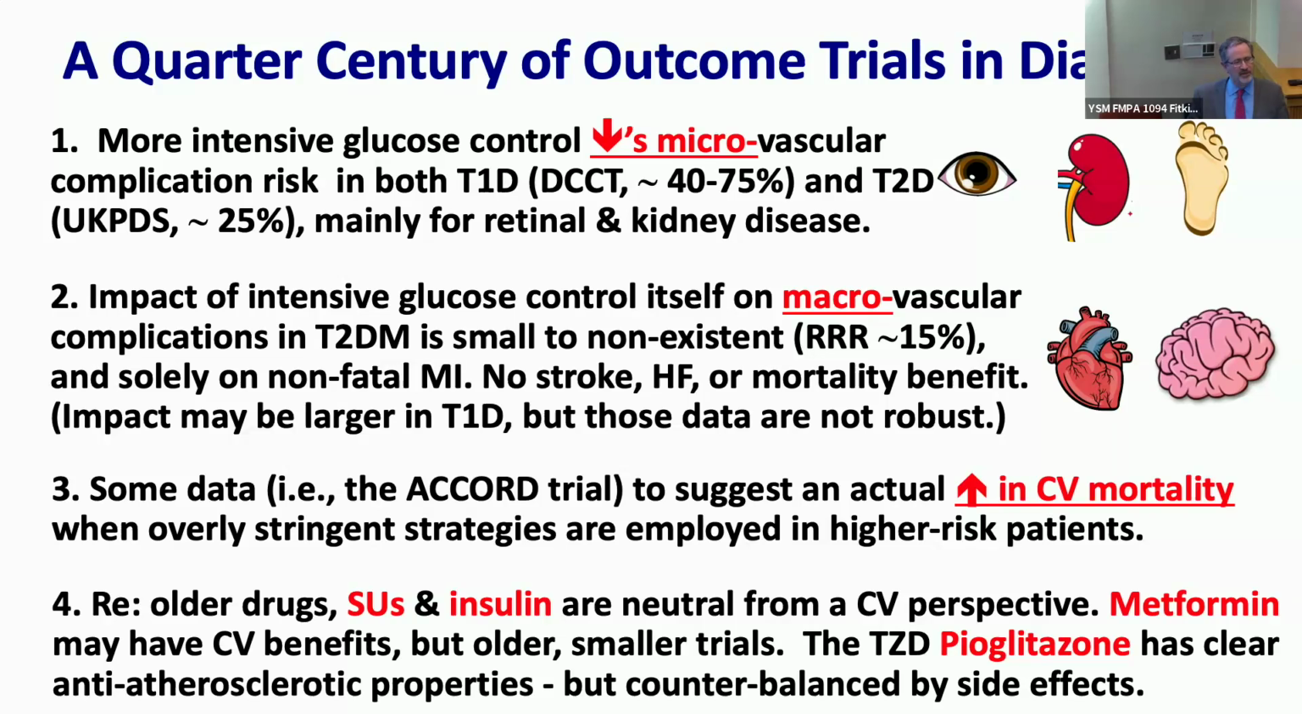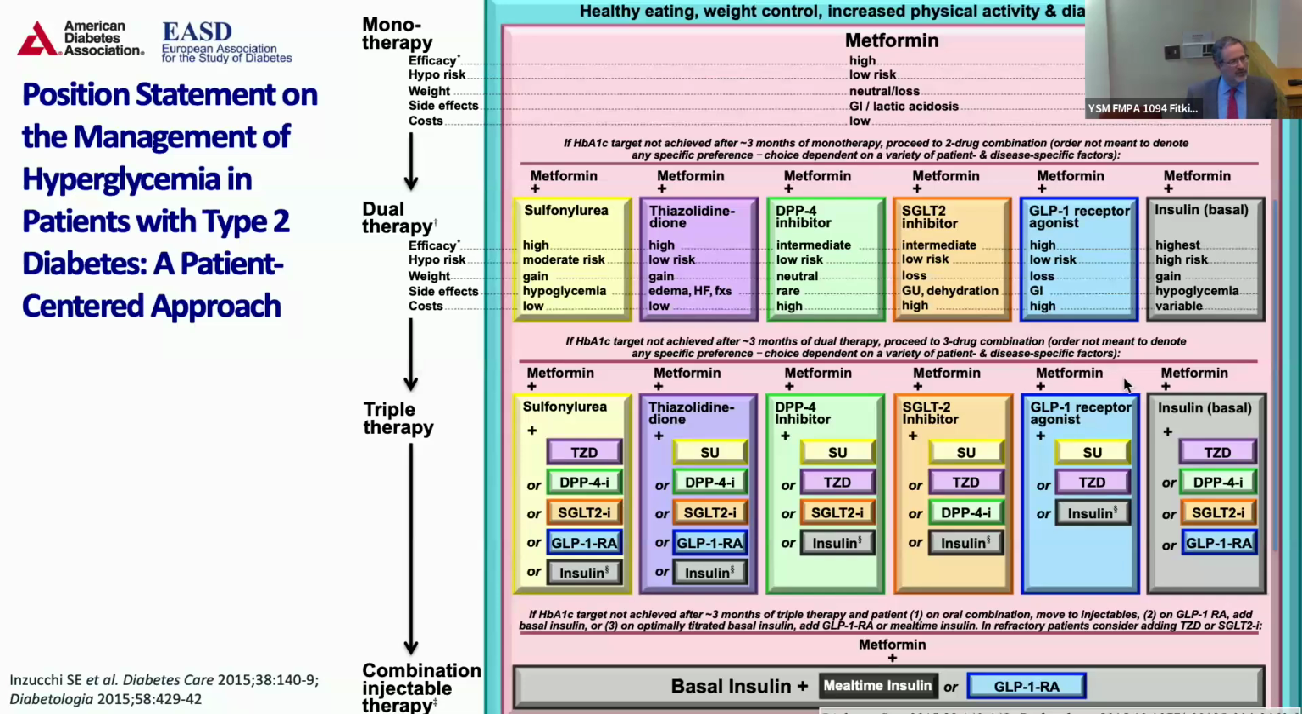And for the TZDs, pioglitazone has been shown to reduce MIs and strokes, specifically stroke, but it's counterbalanced by the side effects, including heart failure. So you can reduce MACE events, but increase heart failure events. How you thread that needle in which patients has been somewhat controversial. So the bottom line is that glucose control itself, using any drug or using these older drugs, has not been definitively shown to clearly improve cardiovascular outcomes. And that was reflected in the guidelines.